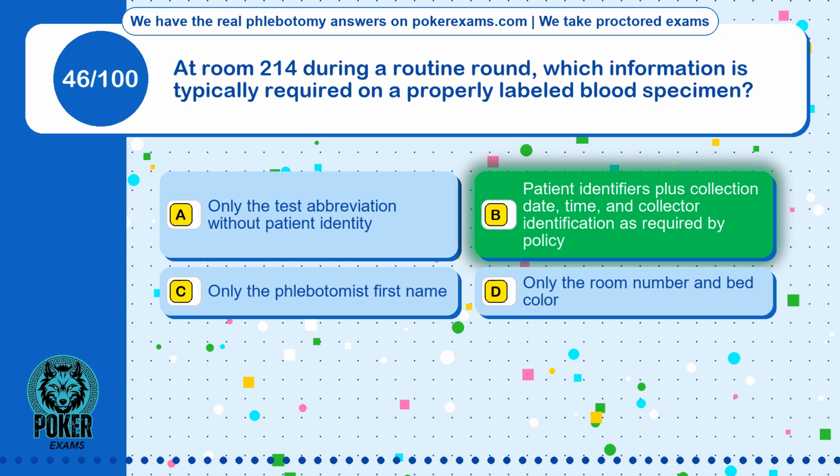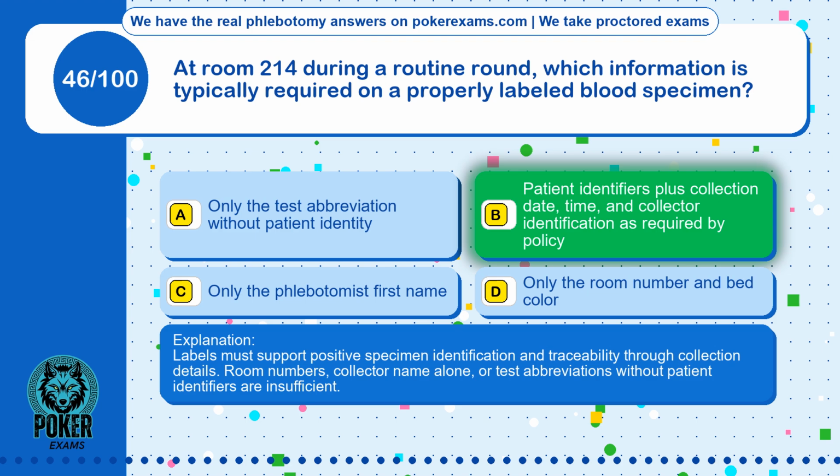The correct answer is option B. Patient identifiers plus collection date, time, and collector identification as required by policy. Labels must support positive specimen identification and traceability through collection details. Room numbers, collector name alone, or test abbreviations without patient identifiers are insufficient.